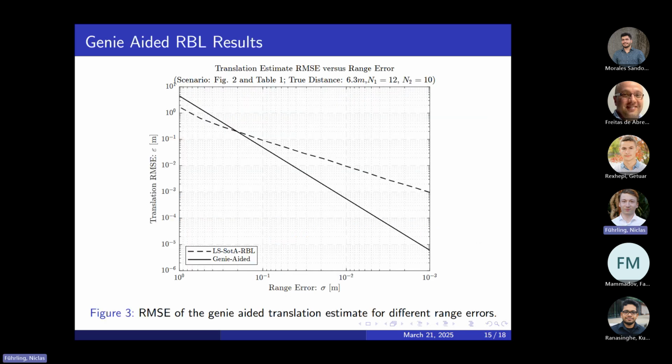First, you can see here the translation estimate RMSE versus the range error sigma, which was shown where we modeled the range error, so the distance measurements. And what you can see first is some results where we compare a least square state-of-the-art rigid body localization method to our so-called genie-aided version.